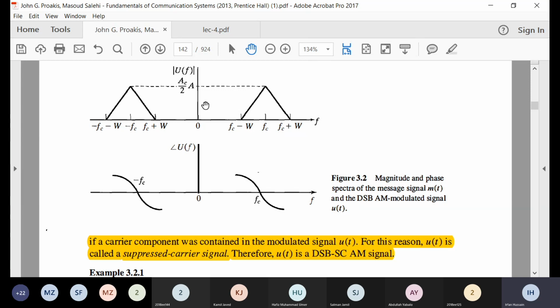Similarly, this part came from here. This actually contained the negative frequencies of the low pass signal, and this part which came from here was containing the positive frequencies of the baseband signal. So again, the lower sideband also contains the complete information, the complete negative and positive frequencies of the baseband signal.